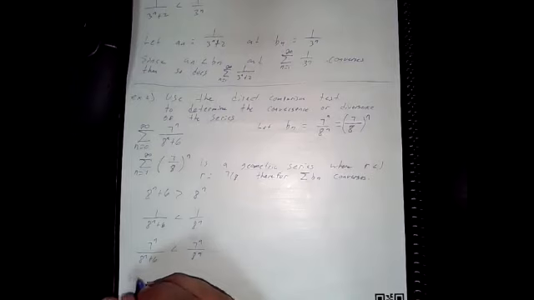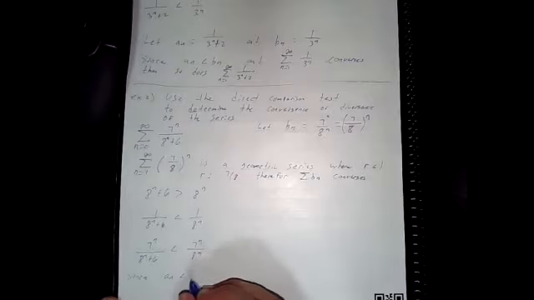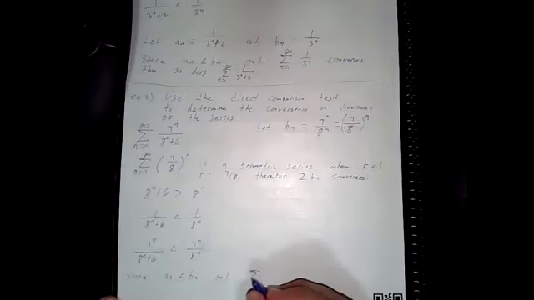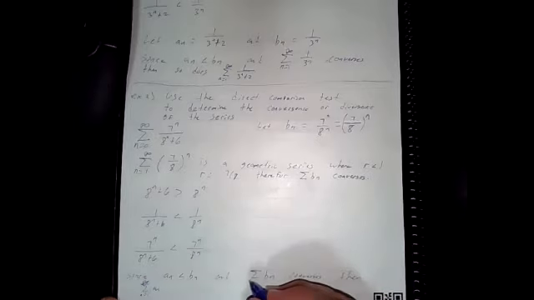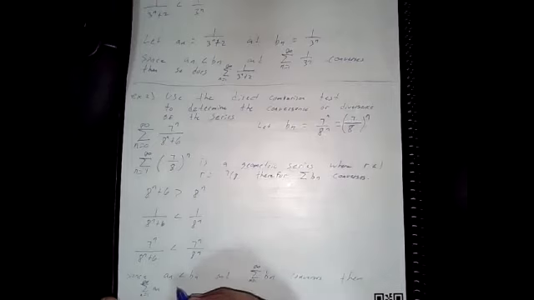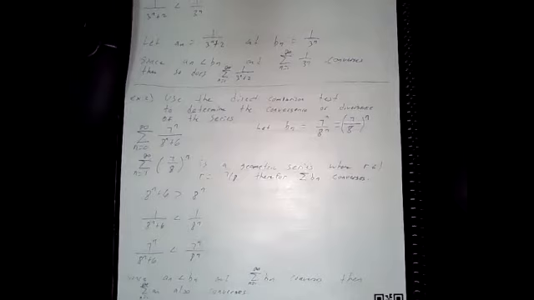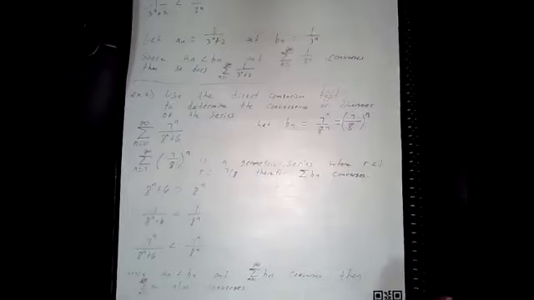See what I mean? So since a sub n is less than b sub n, and the series of b sub n converges, then the series of a sub n also converges. Any questions in example 2? Do you see the logic here?